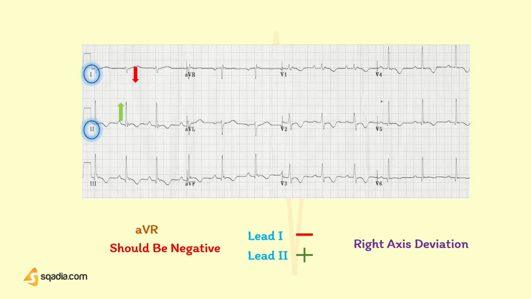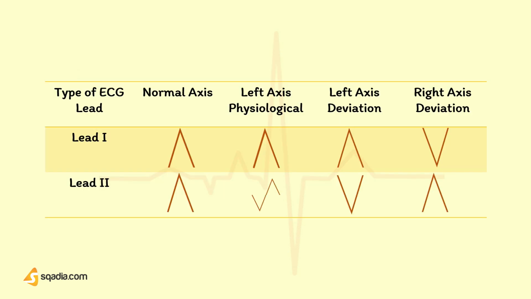So here's a table to simplify this even further. Now in a normal axis, both lead 1 and lead 2 point upwards, have a positive deflection. In left axis, which is physiological, the lead 1 points upwards and lead 2 has both slightly upwards and downwards deflection. In left axis deviation, lead 1 points upwards and lead 2 has a negative deflection, while the opposite happens in right axis deviation, where lead 1 is a negative deflection and lead 2 is a positive deflection. So that was how you determine the axis using the ECG. Next, we're going to talk about intervals and how to interpret some of them.